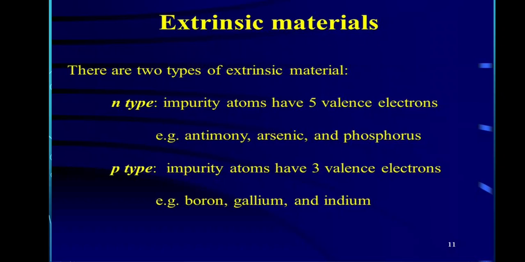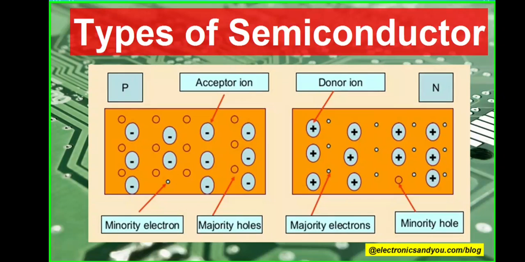And next, extrinsic materials. There are two types of extrinsic materials: one is N type and the other is P type. N type has impurity atoms with 5 valence electrons. At the same time, P type impurity atoms have 3 valence electrons. N type examples are antimony, arsenic and phosphorus. P type semiconductor examples are boron, gallium and indium.